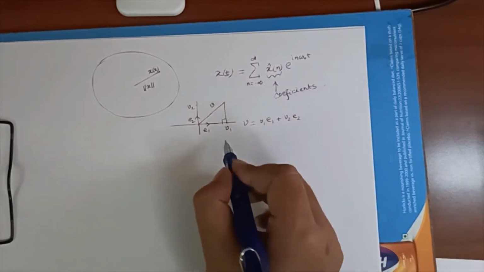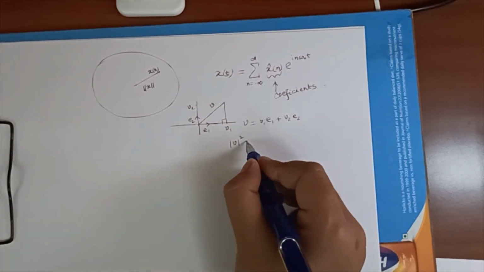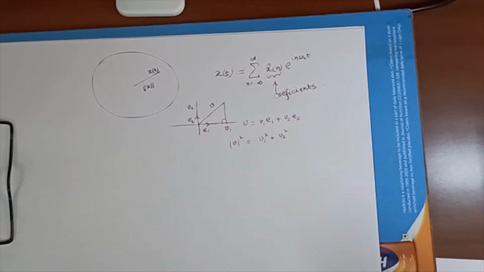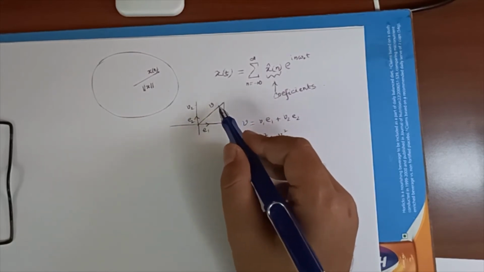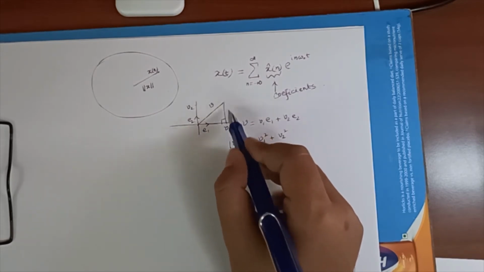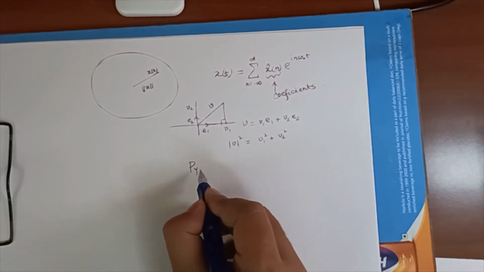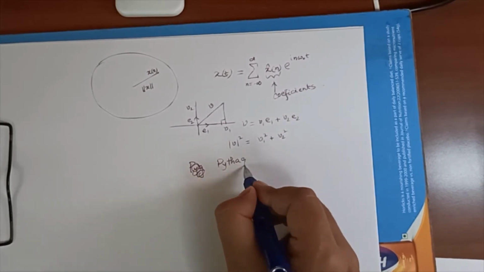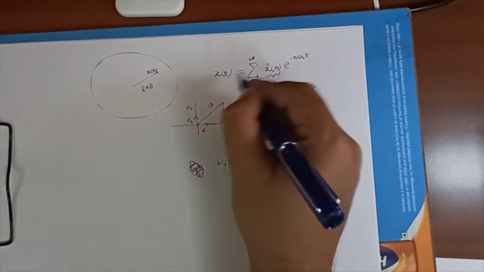So we know that v square, the length of the vector v, will be equal to v1 square plus v2 square, isn't it? That's the Pythagoras theorem. If you compute the length of the hypotenuse, the square of that will be the square of the length of this arm plus the square of the length of this arm. So we can apply the same Pythagoras theorem on that infinite expression. Then what will you get?